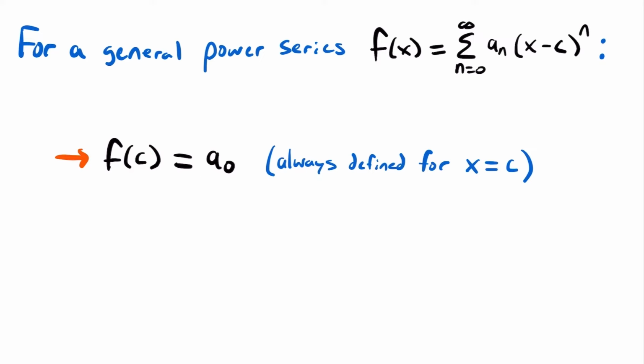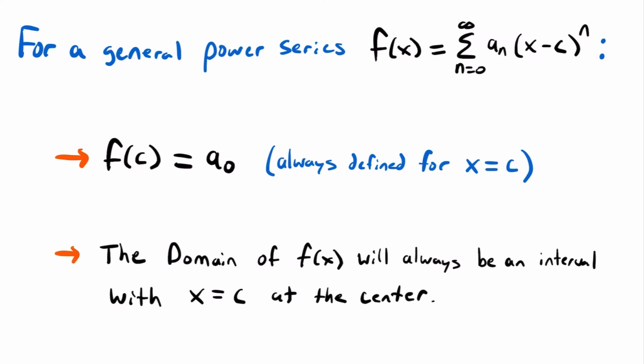And that's important because what it says about the function that's represented by the power series is that that function is always defined for that value of x equals c. And as a result of that, the domain of the function will always be an interval with x equals c at the center. That's why we've been saying that a power series is centered at that value of c. So keeping all of that in mind, now let's talk about the convergence of a power series.